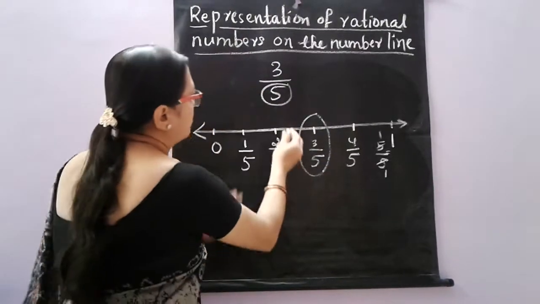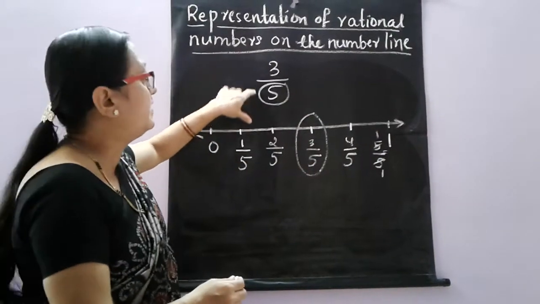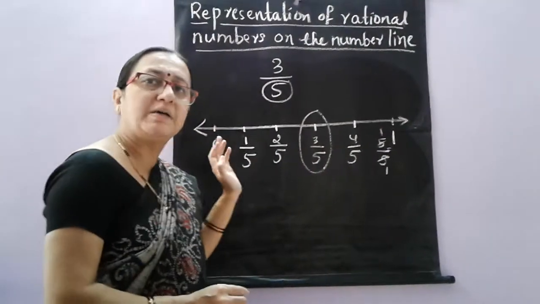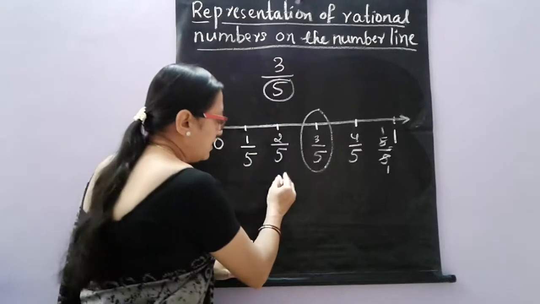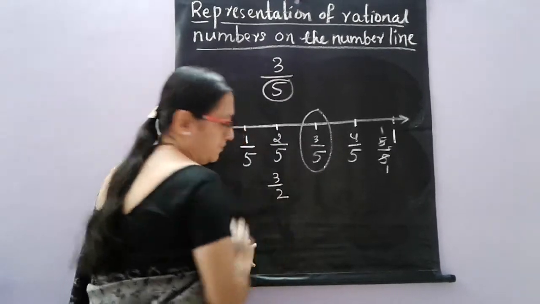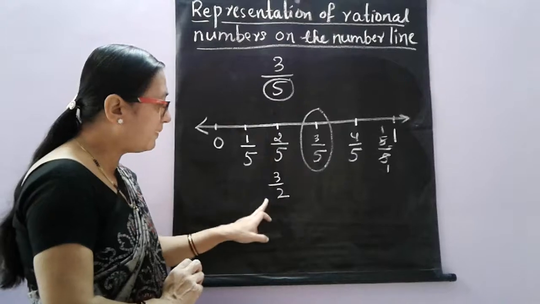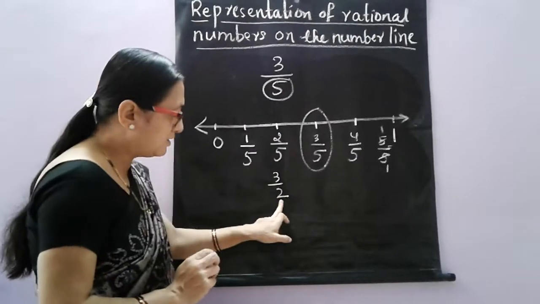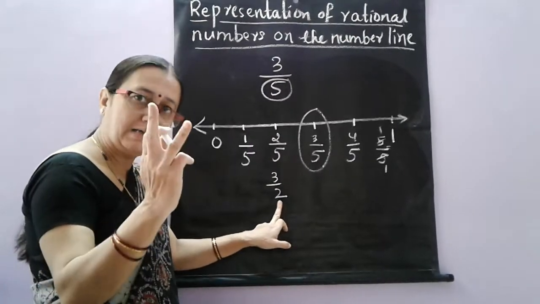Say for example, one more. Here it is a proper fraction, where the numerator is smaller and the denominator is bigger. If it is an improper fraction, 3 by 2, what do you mean by 3 by 2 here? It means that 0 to 1 is divided into 2 parts.